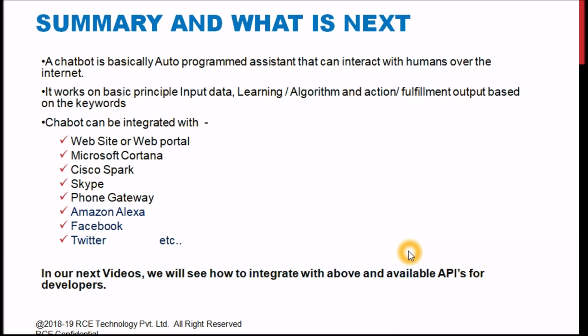Now that automatic assistant or chatbot can be integrated with websites, Microsoft Cortana, Cisco Spark, Skype, phone gateways. All these are business segments, and for end users we can create our own Amazon Alexa experience where our customized questions and answers can be addressed, Facebook, Twitter, and many more.